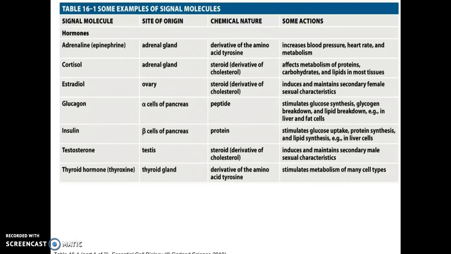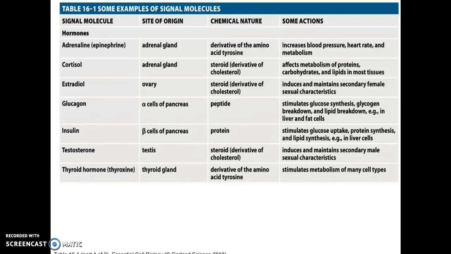Another is by the chemical nature of these signals. So we've got lots of different kinds of signals: steroid-derived, protein-derived, some that are derived from peptides or amino acids, like, for instance, adrenaline is derived from tyrosine. Many of the hormones that you think of as hormones, like estrogen and testosterone, are all derived from cholesterol, so those would be steroid hormones.